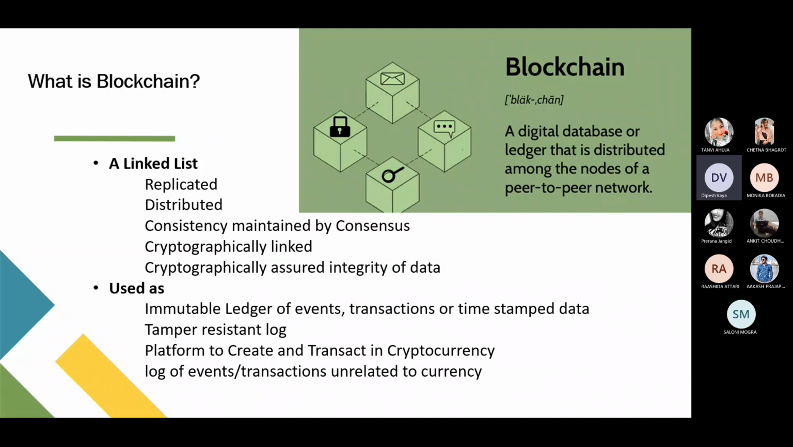It is a linked list of linked blocks. Replicated, why replicated? Because everyone will have a copy. Replicated, distributed, because everyone will have that. So distributed, replicated, consistency maintained by consensus. I'll tell you later what is the meaning of consensus and how it is maintained. For now, to remember, understand that it is a linked list of blocks. It will be replicated to everyone's node. Everyone in the network, everyone inside the blockchain, will have that information. Consistency means the data one node has, the same data will be with the other node and the other person too. So same data will be there.